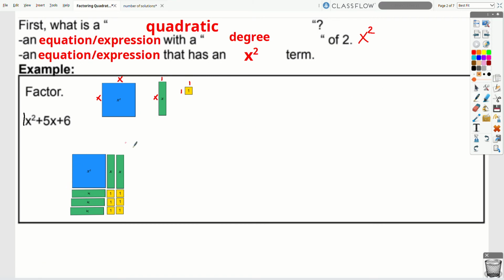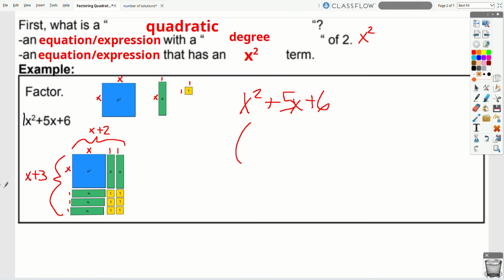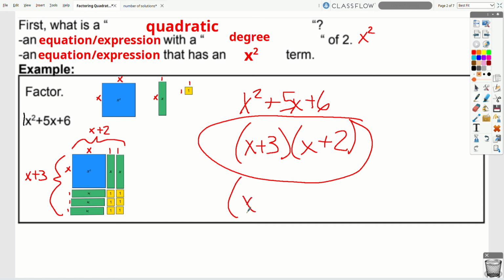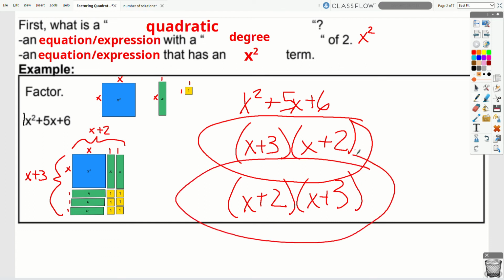Let's go ahead and find the base and height. This side is x, and then 1 and 1, so in total this is x plus 2. And then this side is x, and we have plus 1, 1, 1, so this whole side is x plus 3. So x squared plus 5x plus 6 factors into x plus 3 times x plus 2. You could also flip those around if you wanted. It'd be the same thing either way, x plus 2 times x plus 3. Both are correct.